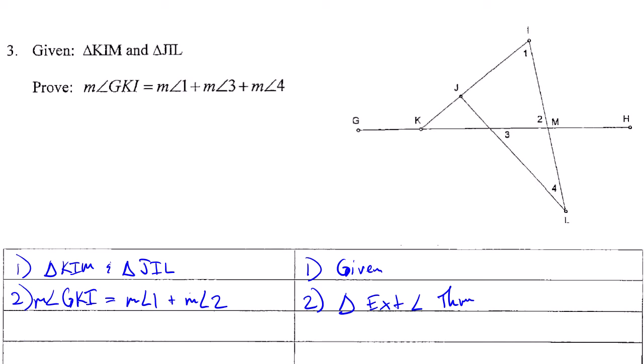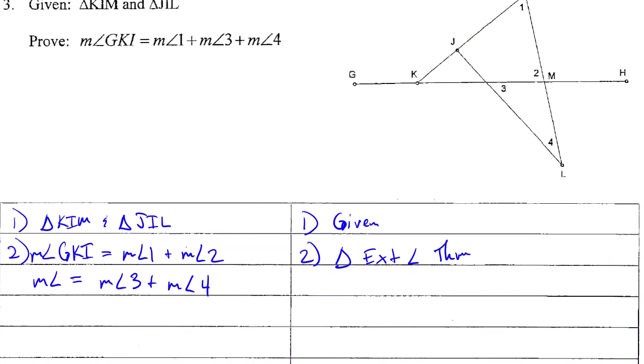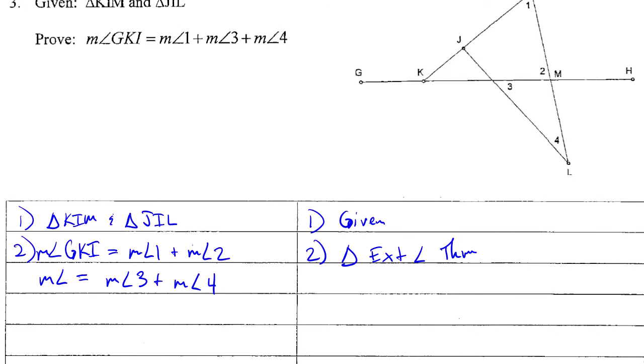I can use the same exterior angle theorem to say the measure of angle 2 is equal to the measure of angle 3 plus the measure of angle 4, for the same reason, because this is an exterior angle and these are the remote interior angles, so they must add up to the exterior angle. All right, and now that we're here, we can use some substitution. I forgot angle 2 here. So those match up, so I can substitute this in for measure of angle 2.